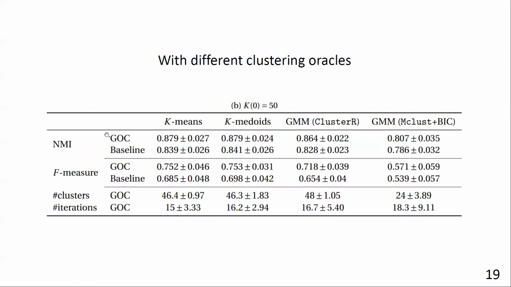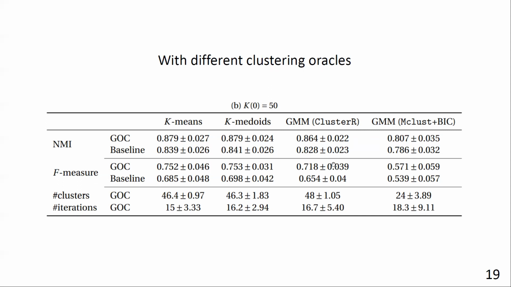And here, this slide shows the clustering results of the GOC algorithm using different clustering oracles, including K-medoids, which is a similar approach to K-means, and GMM, Gaussian mixture modeling, with implementations called clusterR and Mclust, something like that. In any case, as you can see, the clustering results of the proposed GOC are improved over the baselines.